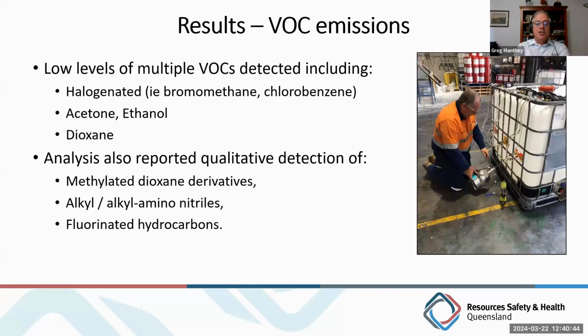With the VOC emissions, that's Fred collecting a Summa can sample. There were low levels of multiple VOCs detected. So halogenated, bromo and chloro hydrocarbons, there was acetone and ethanol and some other substances, and qualitative detection of a range of other volatile organics. The emphasis here is that there was detection, but it was all at low levels.